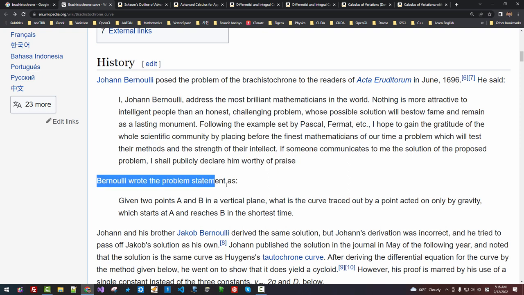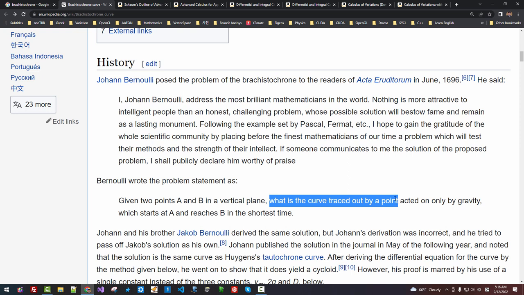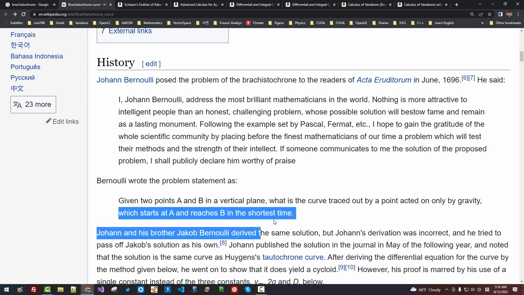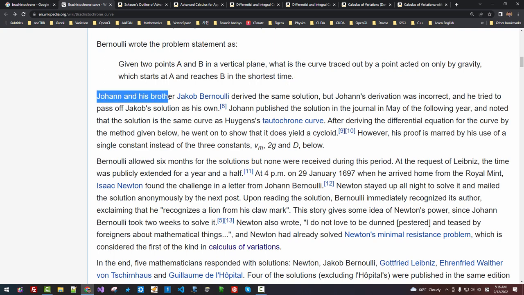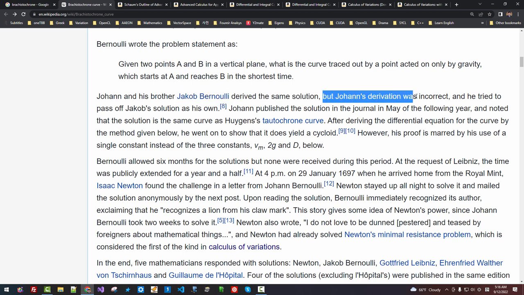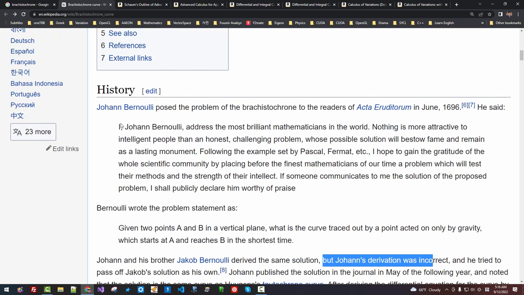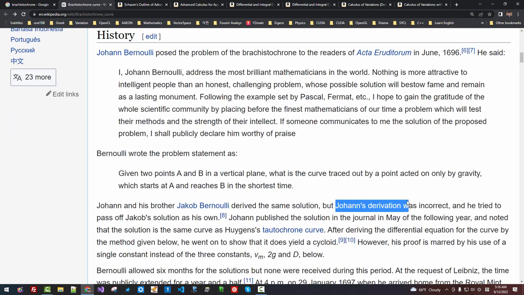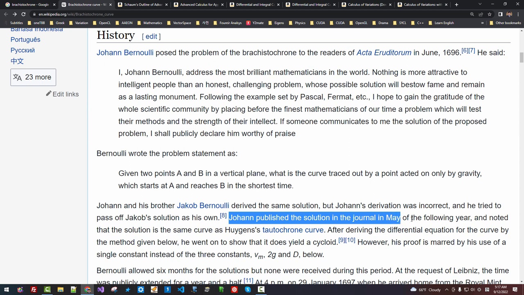Bernoulli wrote the problem statement as: given two points A and B in a vertical plane, what is the curve traced out by a point acted on only by gravity, which starts at A and reaches B in the shortest time? Johann and his brother Jacob Bernoulli derived the same solution, but Johann's derivation was incorrect, and he tried to pass off Jacob's solution as his own. Oh my God.